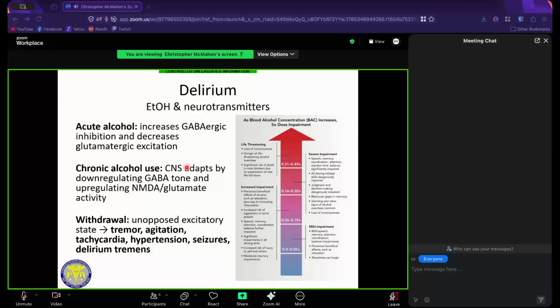Chronic alcohol use, your CNS actually adapts to it. Think of your chronic alcoholic: you hand him a beer, does it affect him? No. You hand him 5 beers, does that affect him? No. You hand him 12 beers, does that affect him? Maybe. Once that alcohol tolerance really gets developed, those symptoms aren't going to show as easily. More often, you're going to see those alcohol withdrawal symptoms appear.